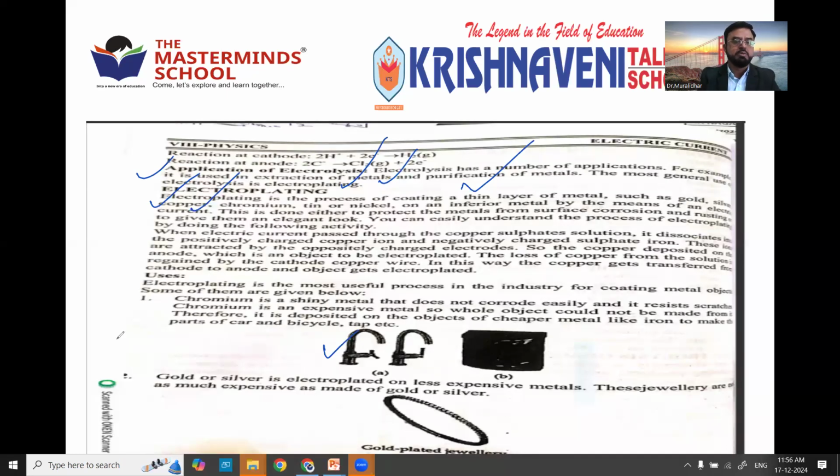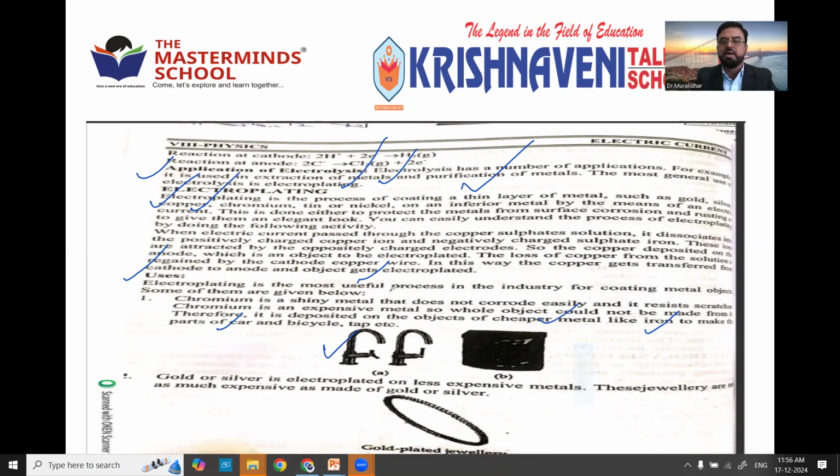Right? So electroplating is the most useful process in industry for coating metal objects. Some of its uses are given below. Chromium is a shiny metal that does not corrode easily and is resistant to scratches. Chromium is an expensive metal, so a whole object cannot be made from it. Therefore, it is deposited on objects of cheaper metals like iron to make parts of cars and bicycles.